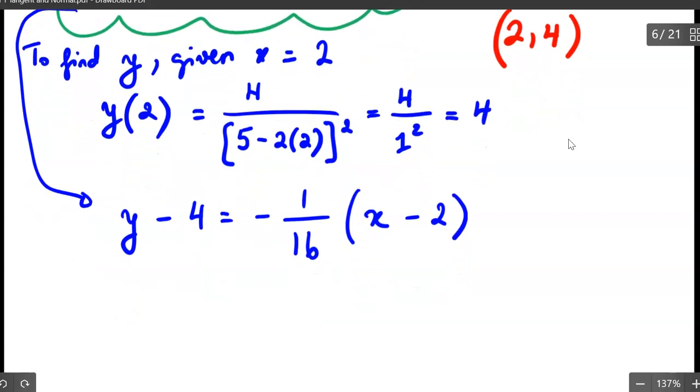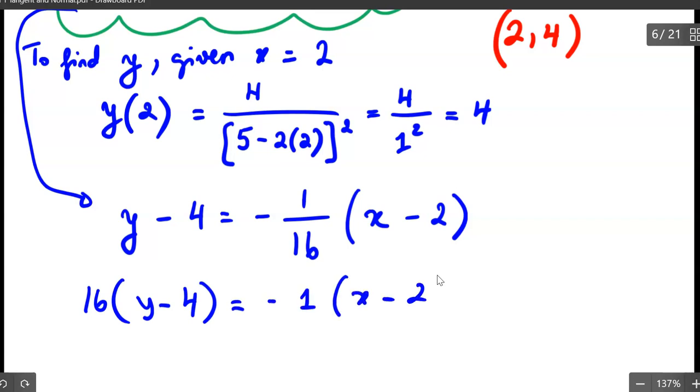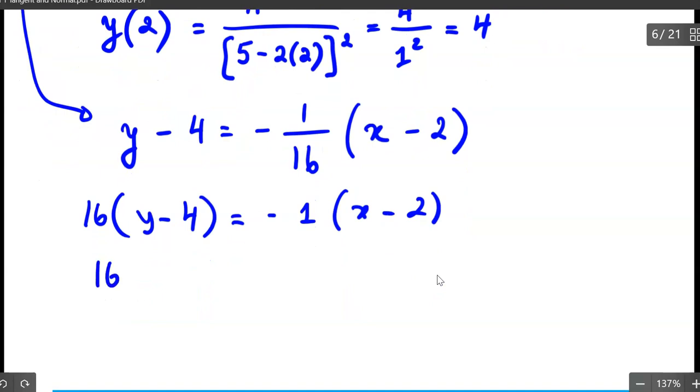Alright, so now we just have to use our knowledge in algebra in order to convert this equation to an equation in general form. I suggest to everyone that you get rid of this 16 right away by multiplying 16 over to the other side of the equation, and make sure that you multiply by y minus 4. So 16 times (y minus 4) equal to negative 1 times (x minus 2). So what I have is 16y subtract 64 equal to minus x plus 2.